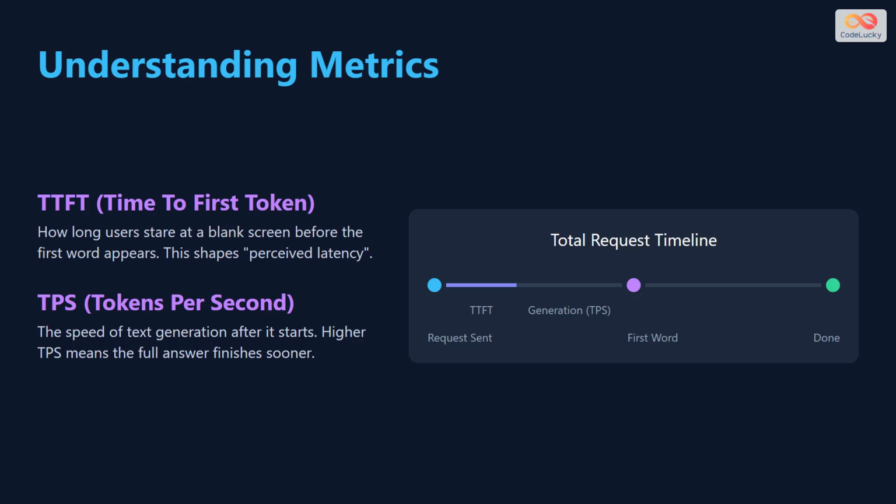To improve speed, we must measure it. The most important metric is time to first token, or TTFT. This is the delay between hitting enter and seeing the first word appear. The second metric is tokens per second, which is how fast the rest of the text generates. Optimizing TTFT makes the AI feel snappy.